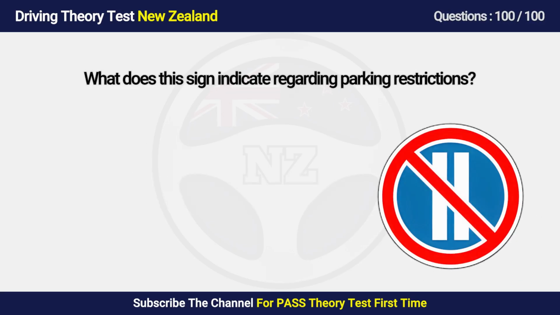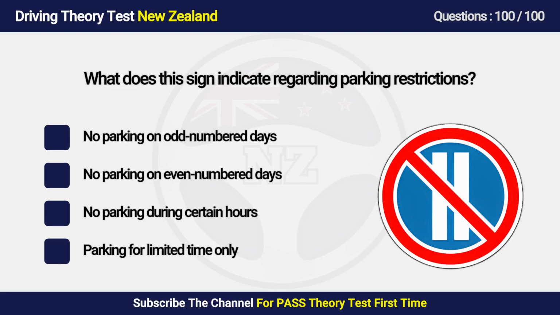Question 100. What does this sign indicate regarding parking restrictions? A. No parking on days. B. No parking on days. C. No parking during certain hours. D. Parking for limited time only.